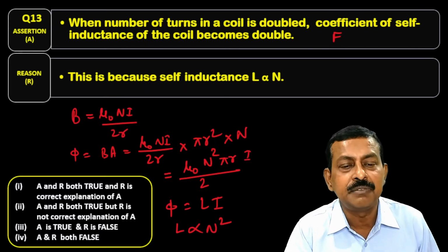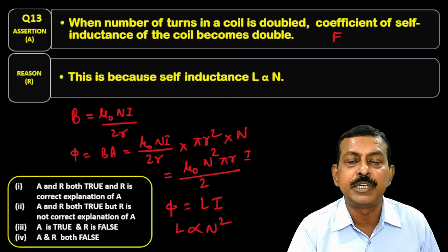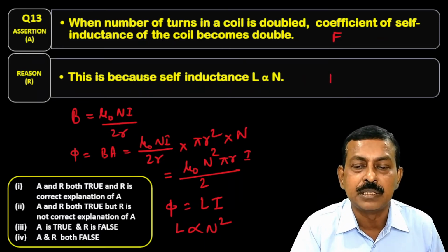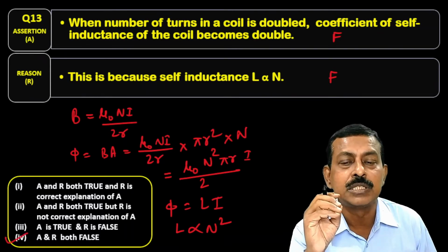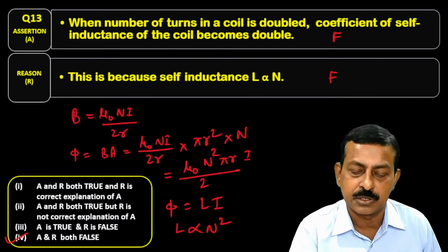And the second part, given that self-inductance L is directly proportional to n, so this is also false. So here assertion and reason both are false, so the fourth one is the correct option.